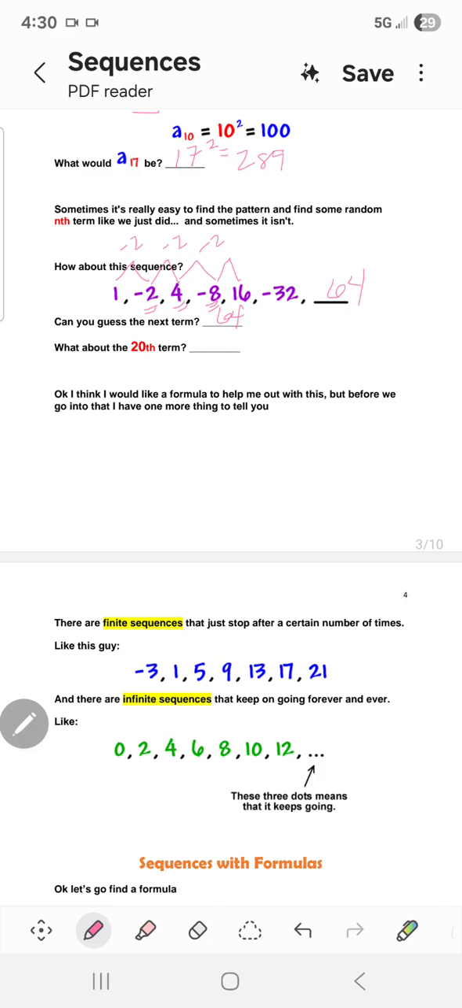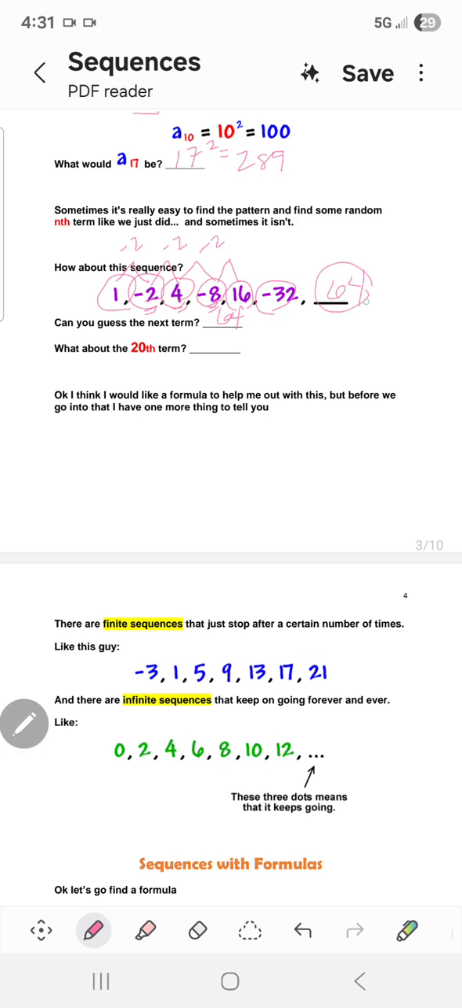All right? What about the 20th term? Okay, well, we've got, let's see, the first term, the second term, the third term, the fourth term, the fifth term, the sixth term, the seventh term. Okay, yeah, I don't want to write this out. I don't want to write all these terms out.